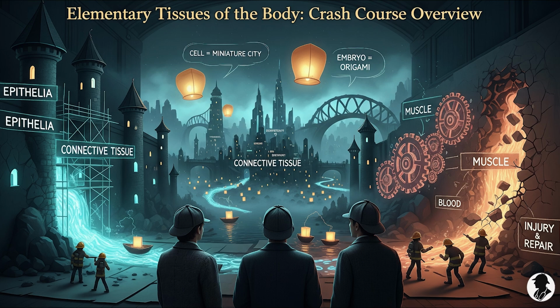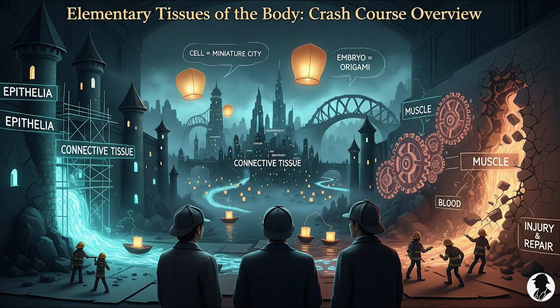Module 2, the 4 basic tissue types, nature's building blocks. So we've peered inside a single cell. Now, how do these intricate cellular cities come together to build something as complex as a human body? In Module 2, we're going to discover a profound simplicity. Despite the incredible diversity of organs, all of them are constructed from just 4 fundamental tissue types.